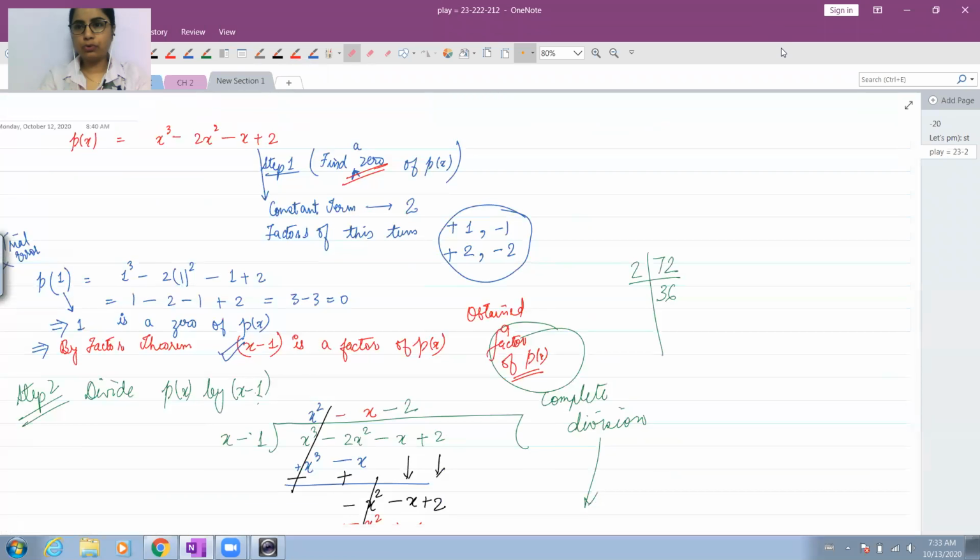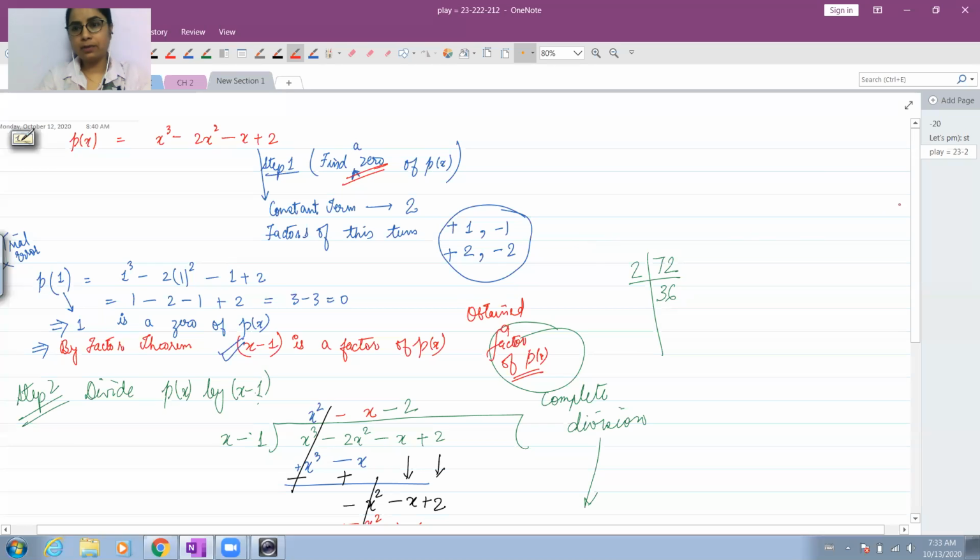So the first thing you want to do is find a zero of the polynomial given to you, and that can be done by looking at the factors of the constant term in your polynomial. So this is the first thing you want to do. List the factors of your constant term. From those factors you can go with trial and error and see if any value makes the polynomial equal to zero, and that particular value will be the zero of p(x).